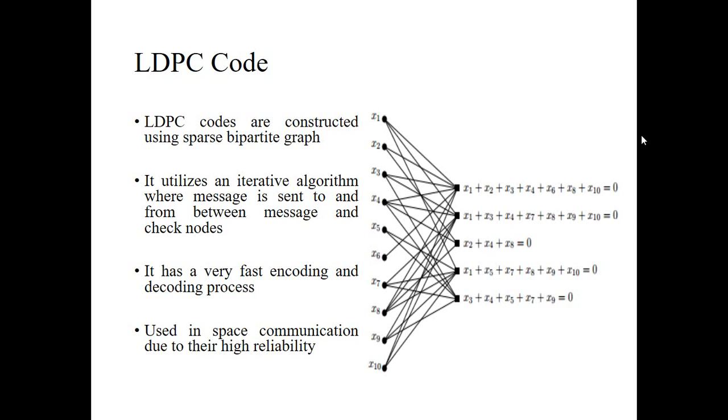Let us look at LDPC codes or low density parity check code. These codes can be constructed using vertices of a graph that can be divided into 2 disjoint sets as seen in the figure. An iterative algorithm is employed here where the message is sent to and fro between the message and check nodes. They are highly reliable and have very fast encoding and decoding process.